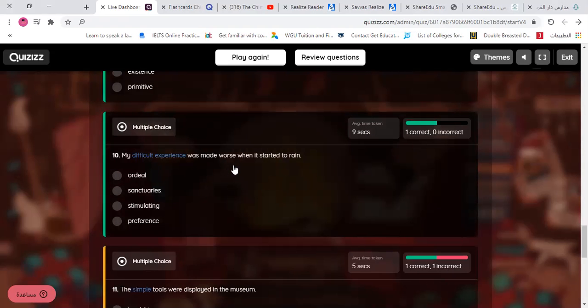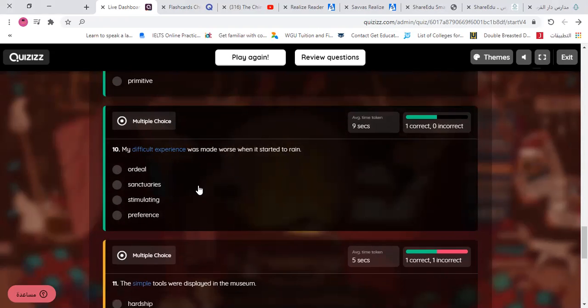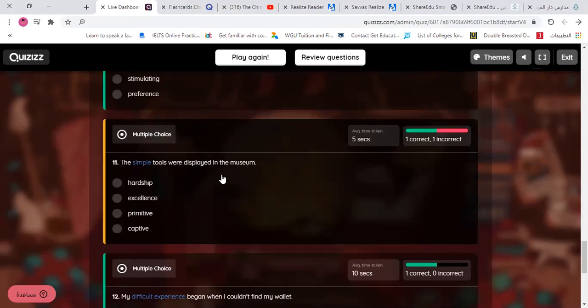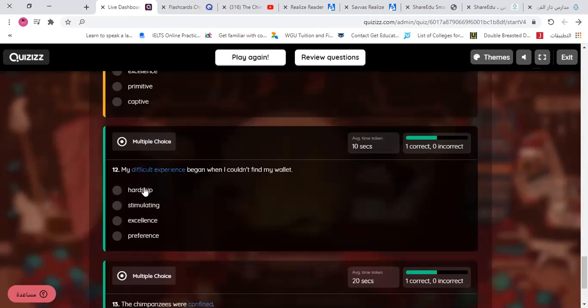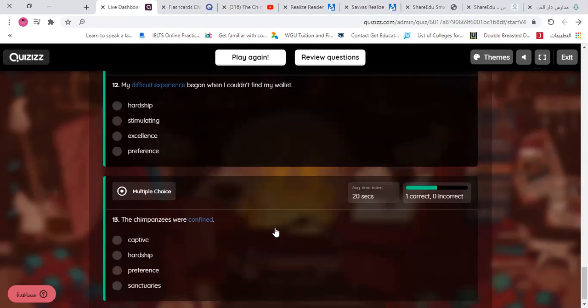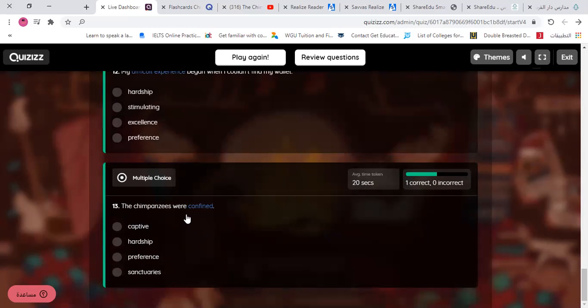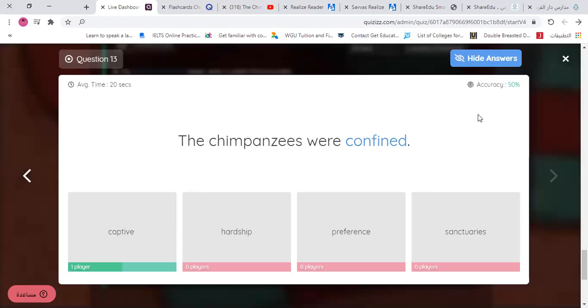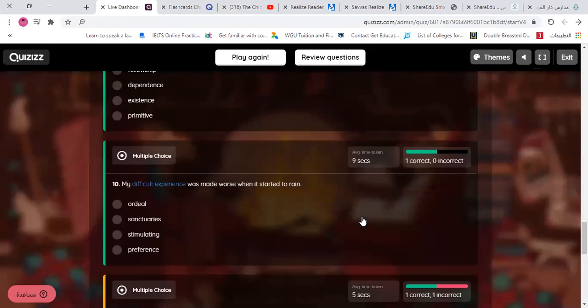Okay, my difficult experience was made worse when it started to rain. So ordeal, excellent job. The simple tools were displayed in the museum. Instead of simple, primitive, very good. My difficult experience began when I couldn't find my wallet. Instead of difficult experience, what should I put? Hardship, stimulating, excellence? Yes, hardship. Very good. And then we have: the chimpanzees were confined. Instead of confined, what should I put? Captive. Yeah, excellent.